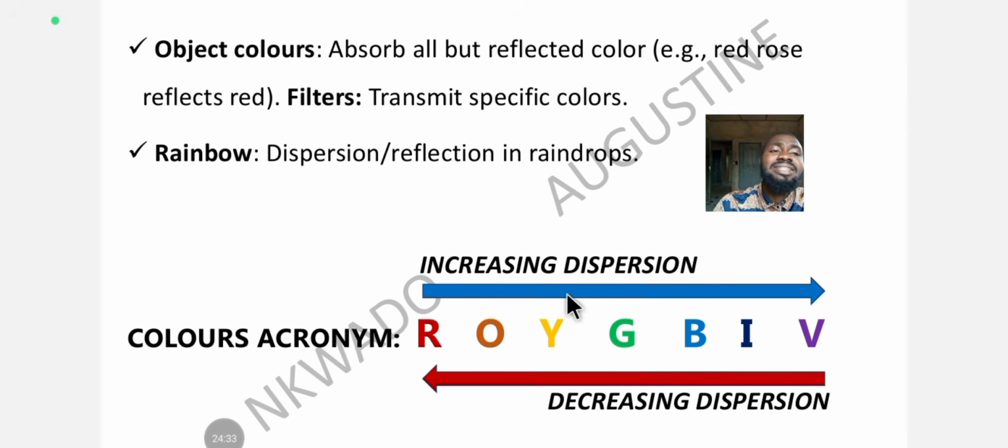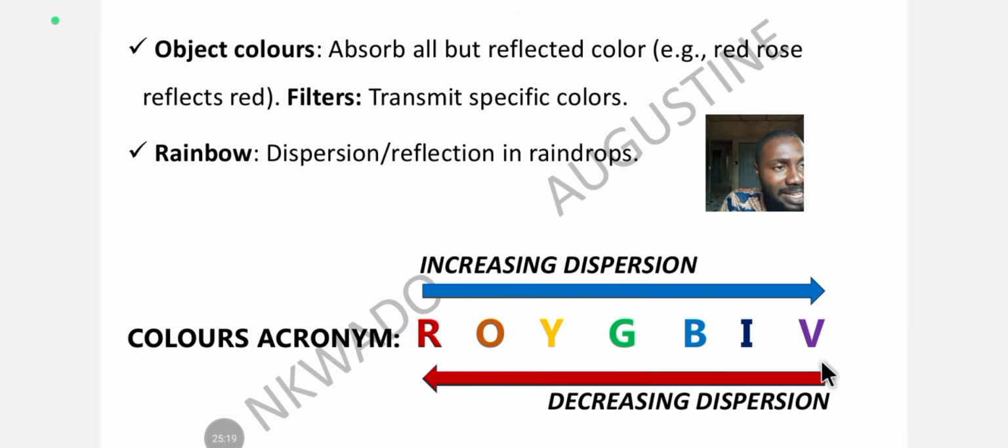And when you want to separate the colors of the rainbow, you want to disperse the colors of the rainbow, which has the highest dispersion or scattering rate, and which has the lowest? If you go from left to right, that is increasing dispersion. As you move from left to right, the dispersion of these colors increases. So the highest will be V, which is violet, while the lowest will be R. But when we are talking about decreasing dispersion, it moves from right to left.